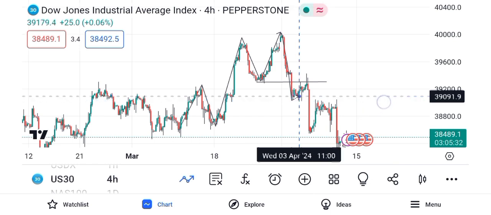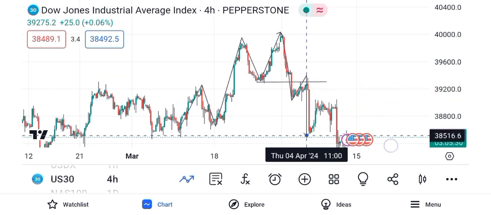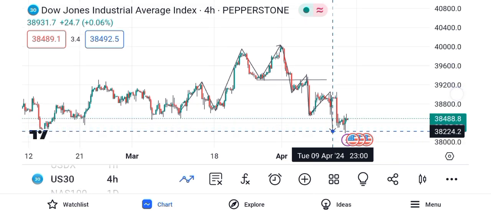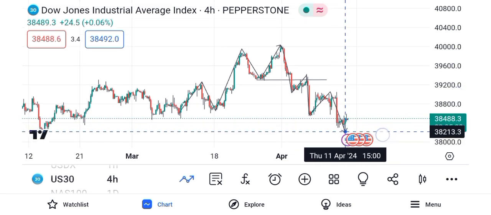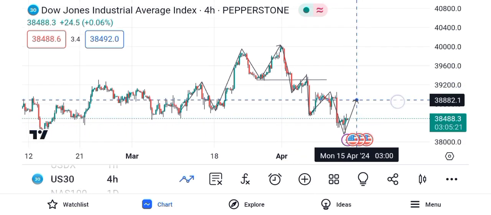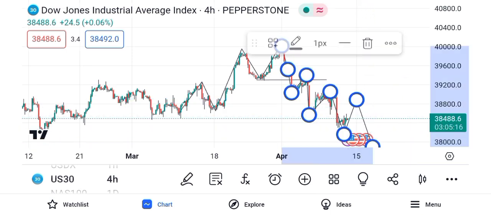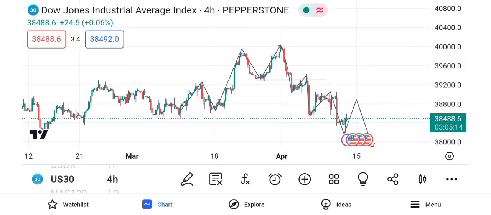Then we saw this, and we saw the downtrend begin here. So this is a simple example on US30 in that order. We are likely to see another retracement here, then the downtrend continues. So this is a very simple example on US30.